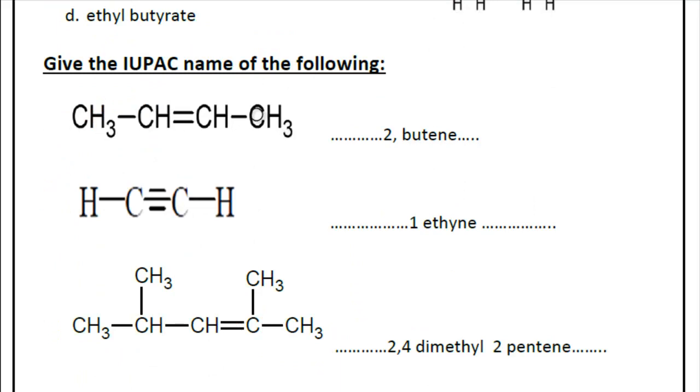Give the IUPAC name of the following. The first one has 1, 2, 3, 4 carbons, so it is but-, and with a double bond the ending will be -ene, so butene, and we write 2-butene because the double bond is at carbon number 2. The second one has 2 carbons, meaning eth, and it ends with -yne because we have a triple bond, so 1-ethyne because the triple bond is at carbon number 1.